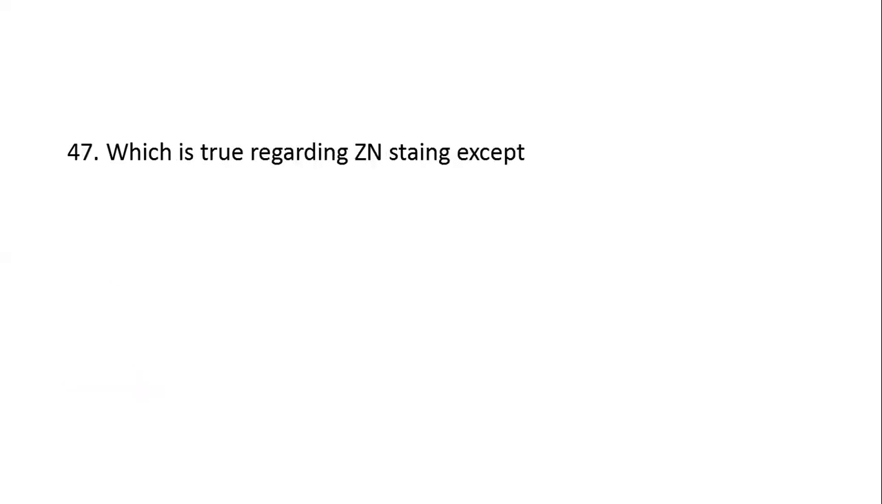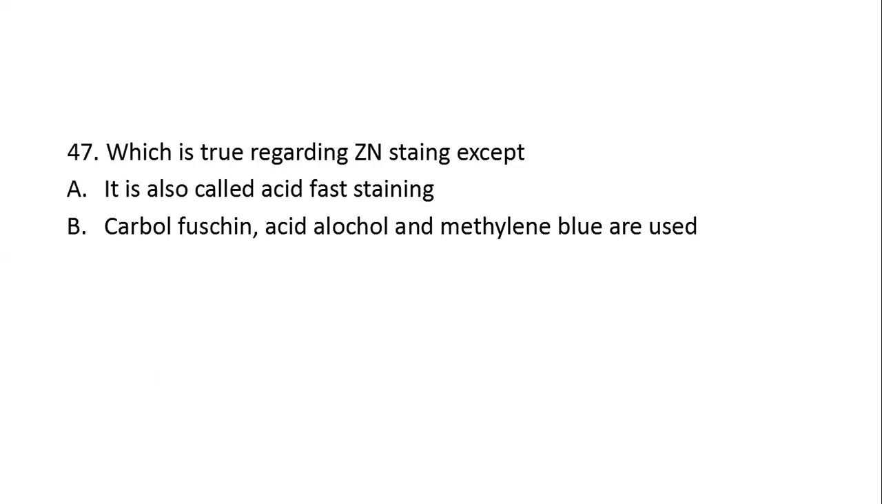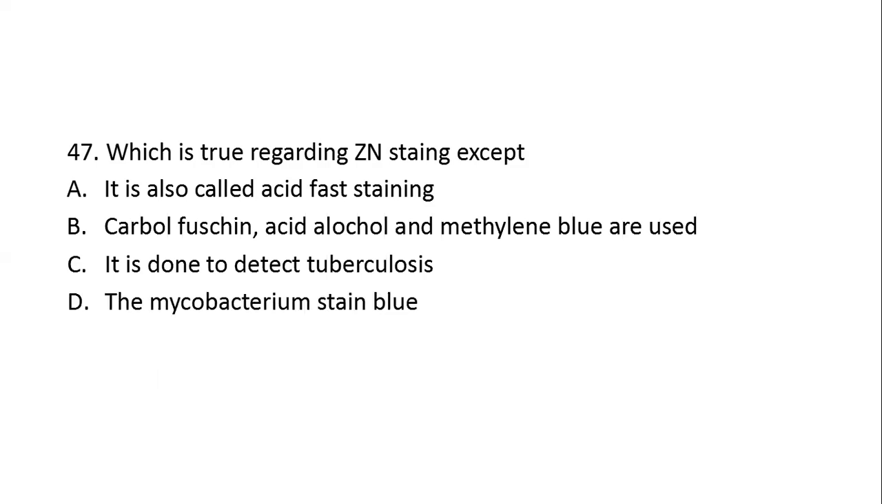Next question. Which is true regarding Ziehl-Neelsen staining except option A, it is also called acid fast staining. Option B, carbol fuchsin, acid alcohol and methylene blue are used. Option C, it is done to detect tuberculosis. And option D, the mycobacterium stains blue. And here the answer is option D, mycobacterium stains blue. So this statement is wrong.